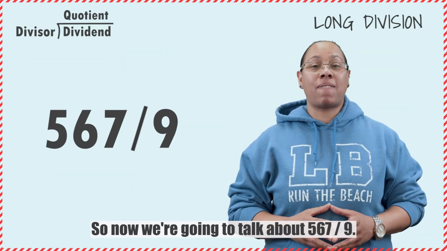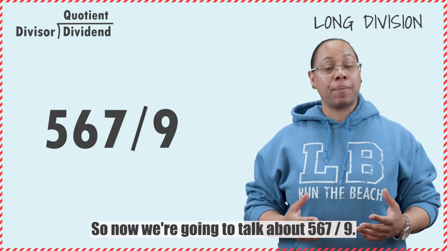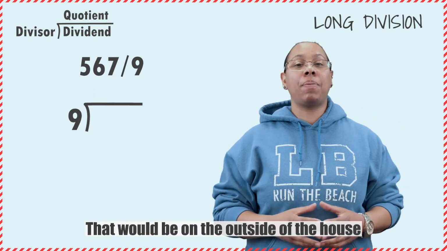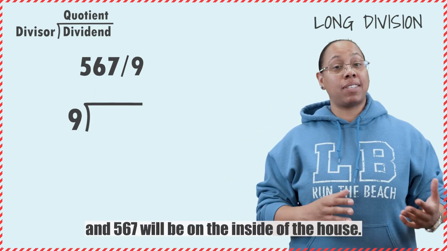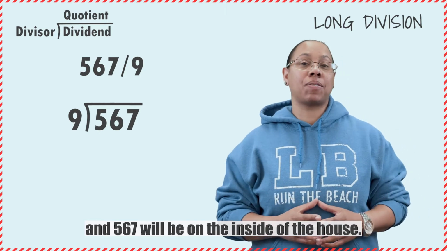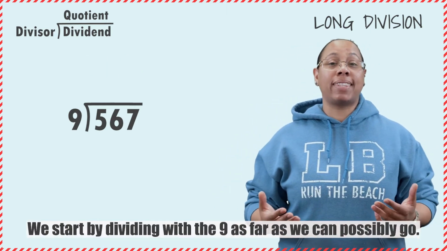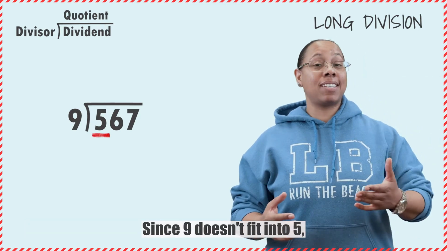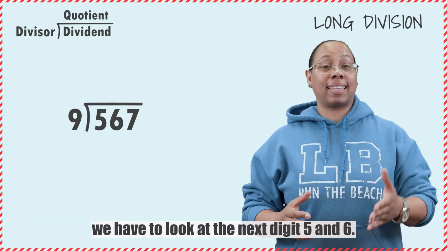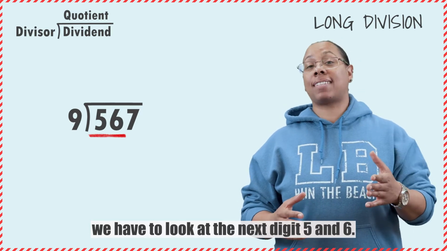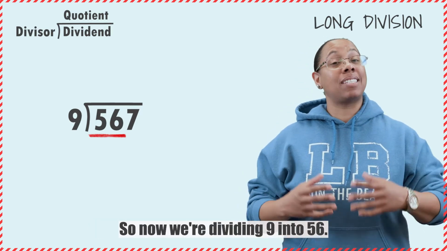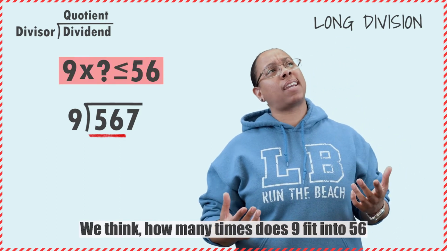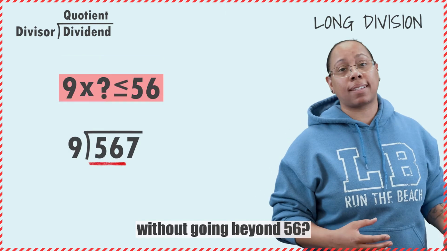So now we're going to talk about 567 divided by 9. When we set that up, we're dividing by 9, that will be on the outside of the house, and 567 will be on the inside of the house. We start by dividing with the 9 as far as we can possibly go. Since 9 doesn't fit into 5, we have to look at the next digit, 5 and 6. So now we're dividing 9 into 56. We think, how many times does 9 fit into 56 without going beyond 56?